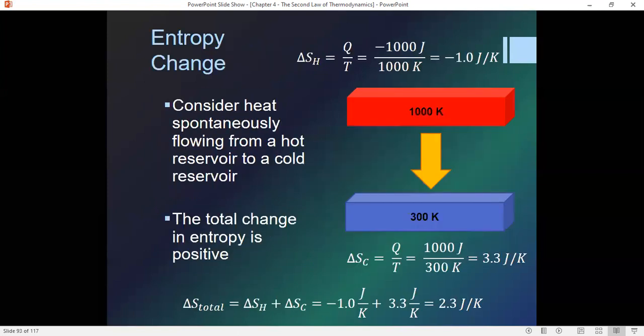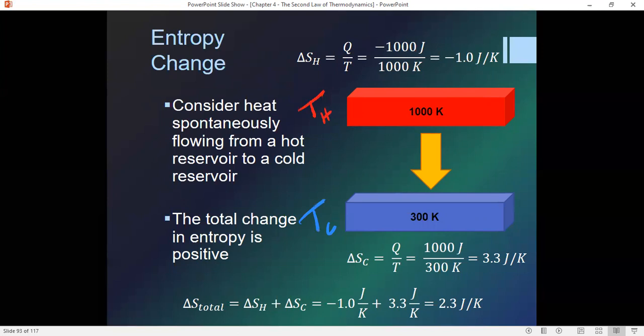Okay. So let's do an example, and we'll show how entropy increases for an irreversible process. Here we have a hot reservoir at some T_H of 1000 degrees Kelvin. And then we're going to allow heat to flow into a cold reservoir at 300 degrees Kelvin.